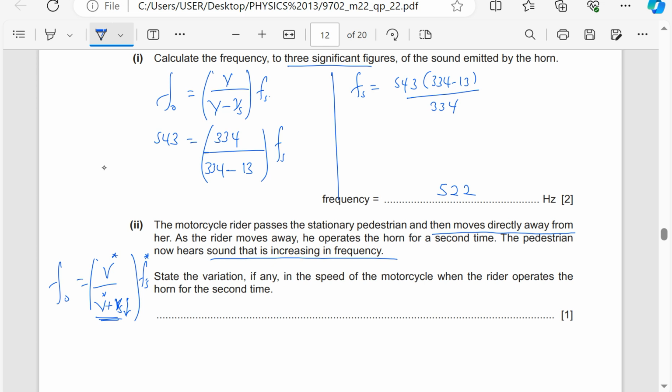So state the variation, if any, in the speed of the motorcycle when the rider operates the horn for the second time. So the speed vs must be decreasing to make the denominator v plus vs become smaller so that f0 is higher. So it means the speed is decreasing.